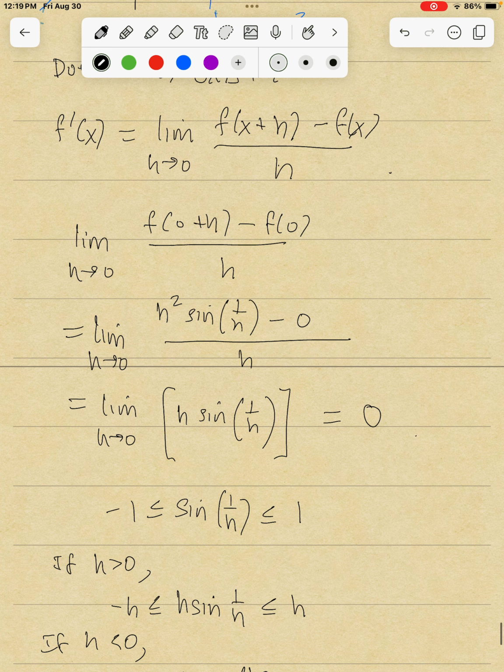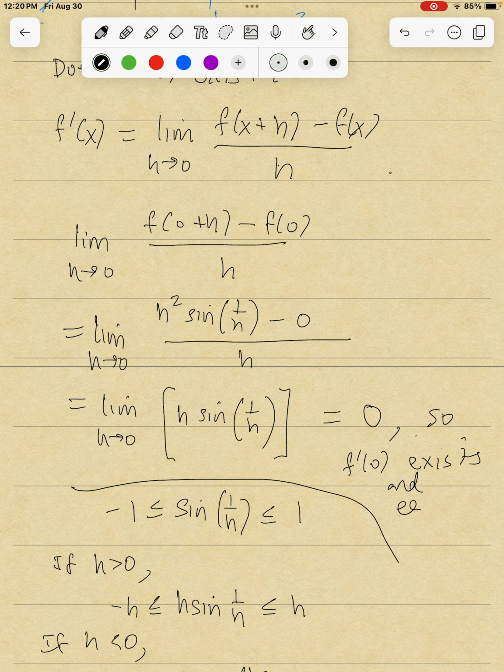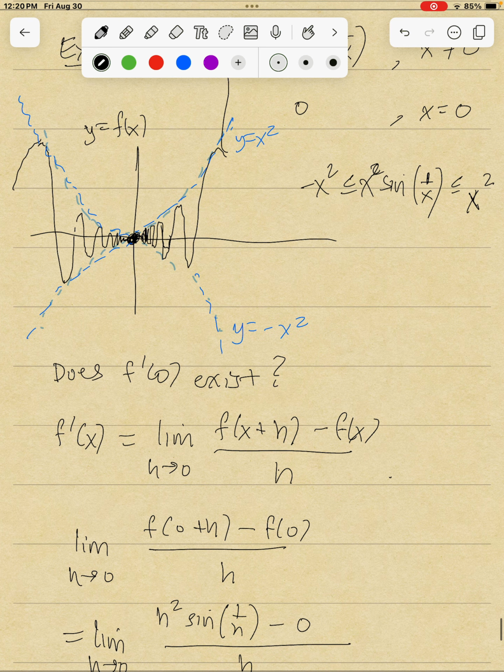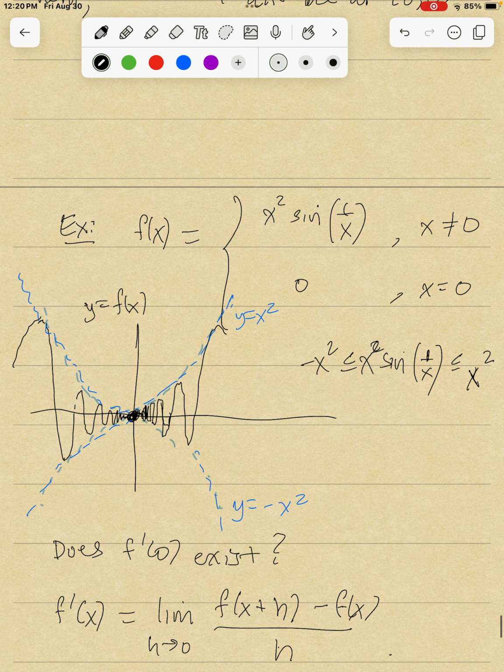And this is the derivative of the function f at 0, right? We showed that this limit exists. So f prime of 0 exists and equals 0. So this function f that we introduced at the very beginning is in fact differentiable at x equals 0, and f prime of 0 is 0.